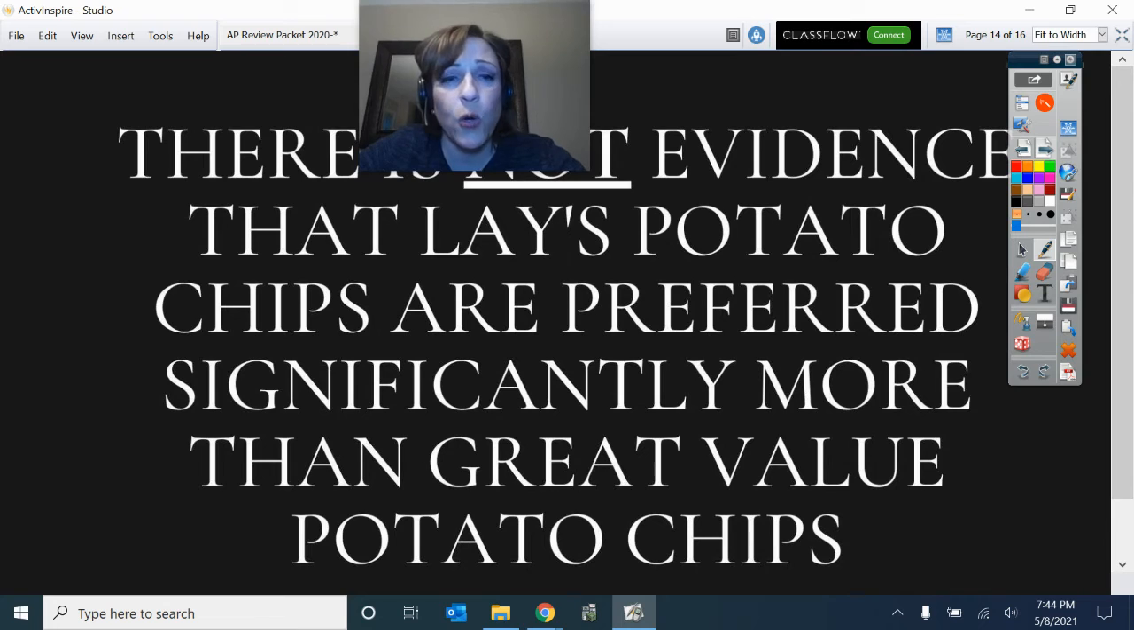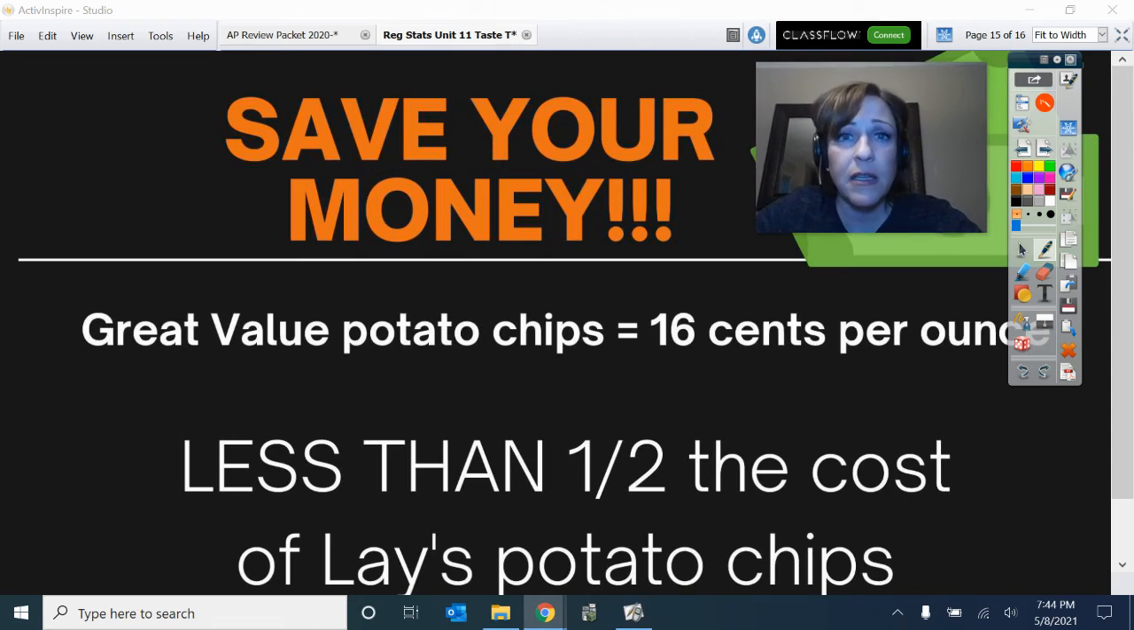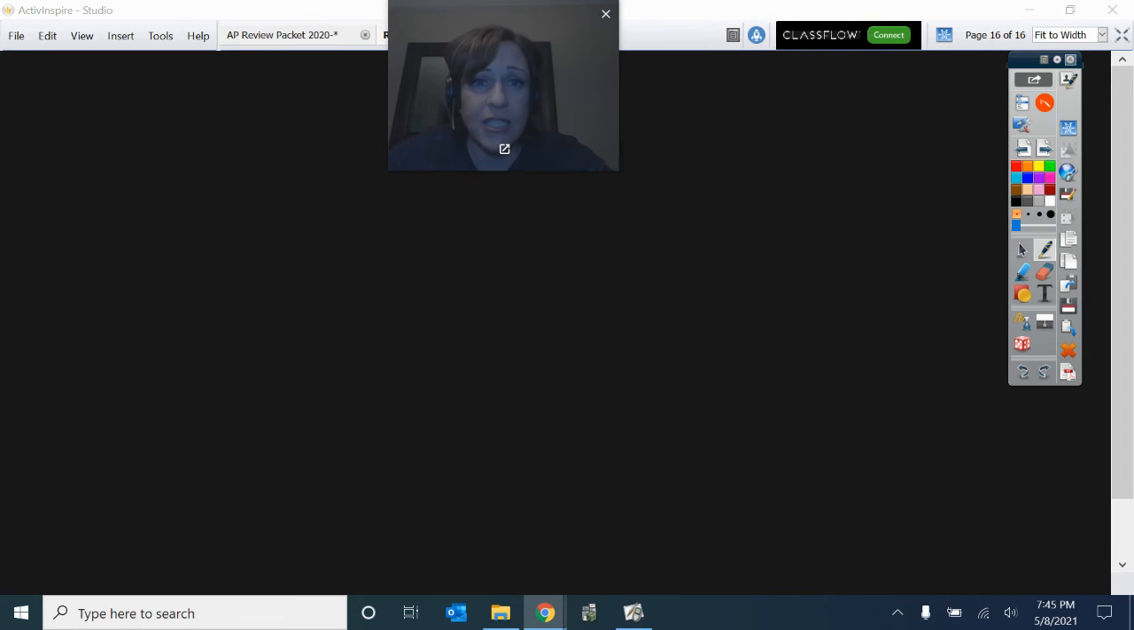The final slide or slides should be about your conclusion. In our case, there was not evidence that the Lay's potato chips were preferred significantly more than Great Value. And so what does that ultimately mean? Well, in this case, save your money, because those Great Value chips were less than half the price of the Lay's. They were 16 cents per ounce as opposed to 33 cents per ounce. So that is how a presentation will be done. And then I just put a blank page there. That's what you're expected to accomplish for your slideshow.